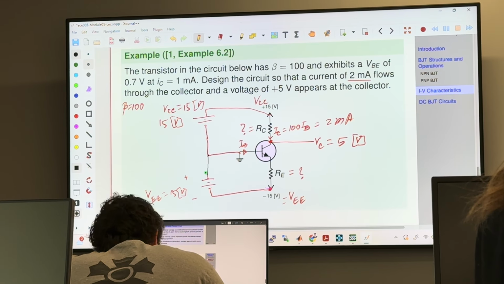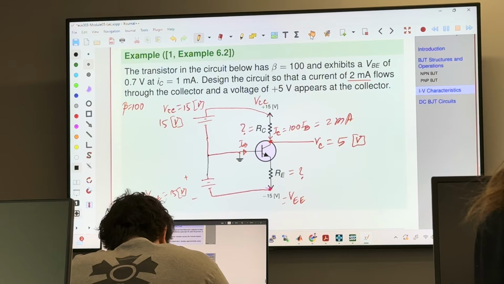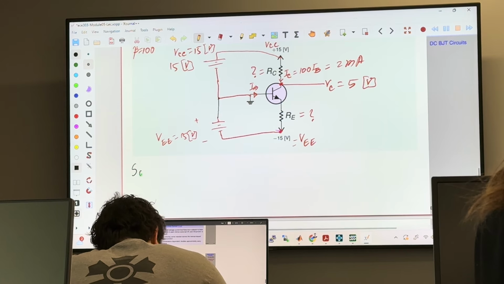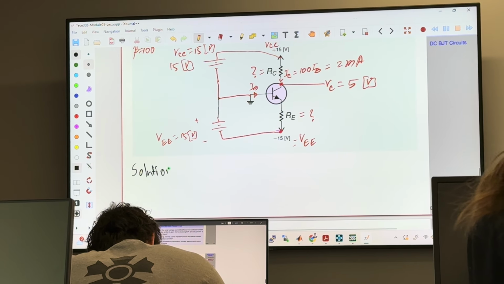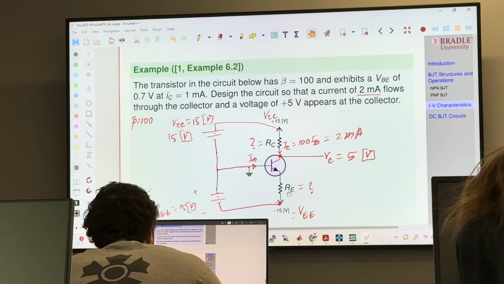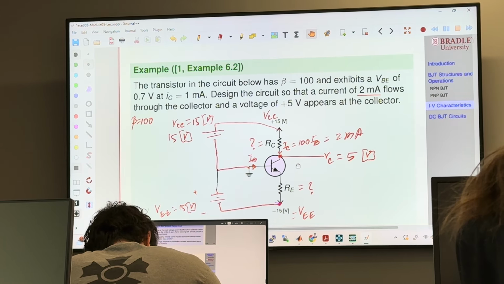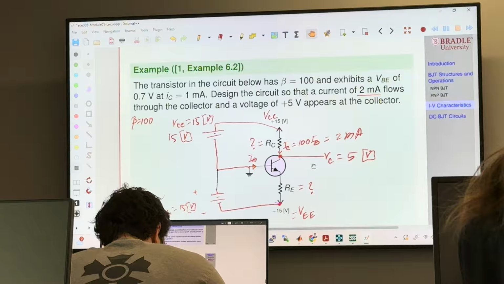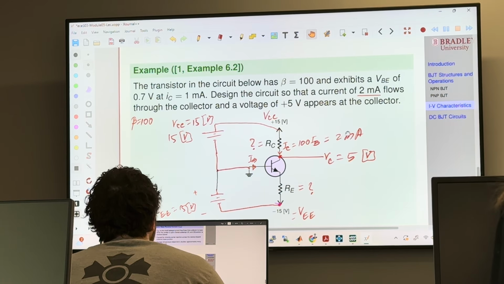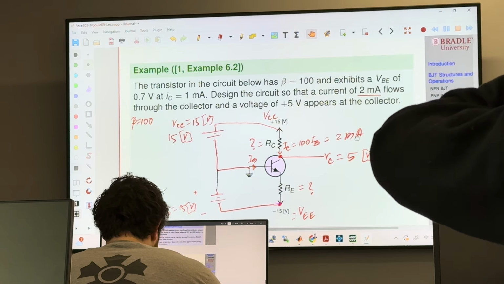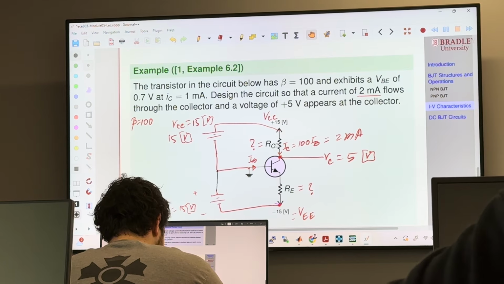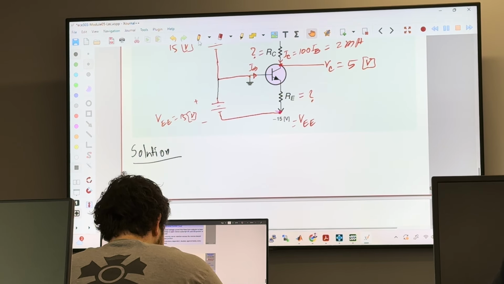Okay, guys, we have all the parameters. Now I'm going to write the solution. Yes, could you find RC by using Ohm's law, like dividing by current? Exactly. Immediately we know how much current we are supposed to get, 2 milliampere, and we know this voltage. Immediately we can find RC.